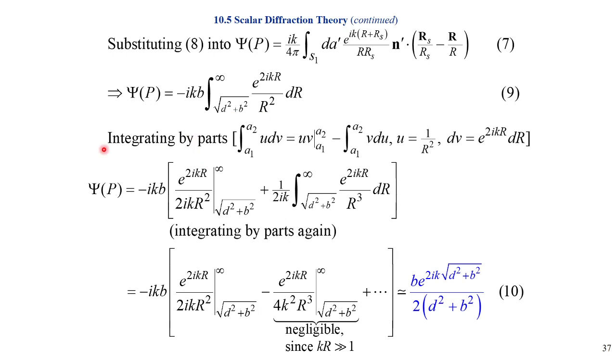It's not very difficult. Then we will perform integration by parts. The integral from a1 to a2 of u dv equals uv from a1 to a2 minus the integral of v du. So it's just an integration by parts. So we have u equals this one and dv equals this one. By integration by parts, we got this one and this one, uv, okay, plus these terms.